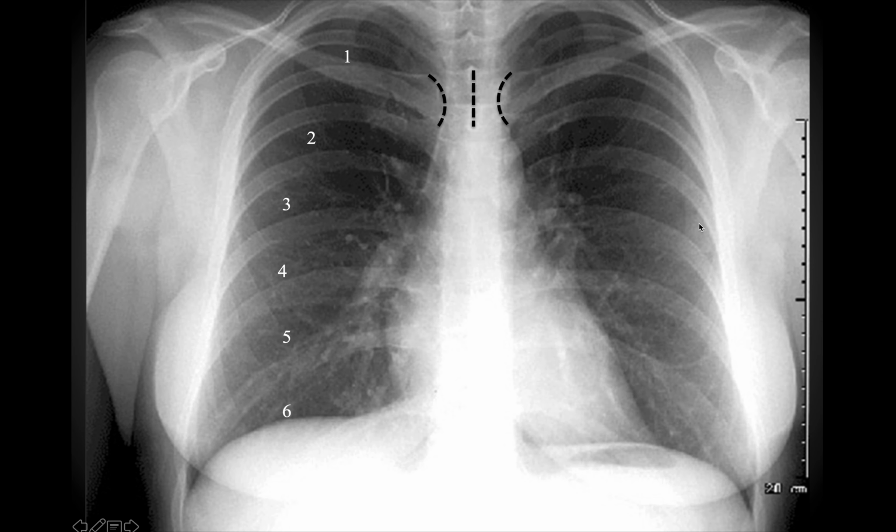So if we look here at the ribs, you can see the 6 anterior ribs that are visible here. So again, this is the first rib. You can see it arching around anteriorly. You can see rib 2, 3, 4, 5, and 6 there.